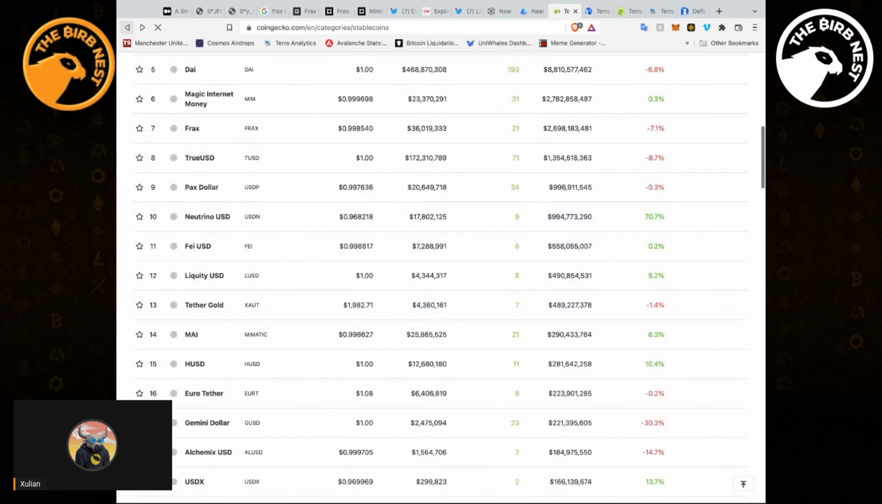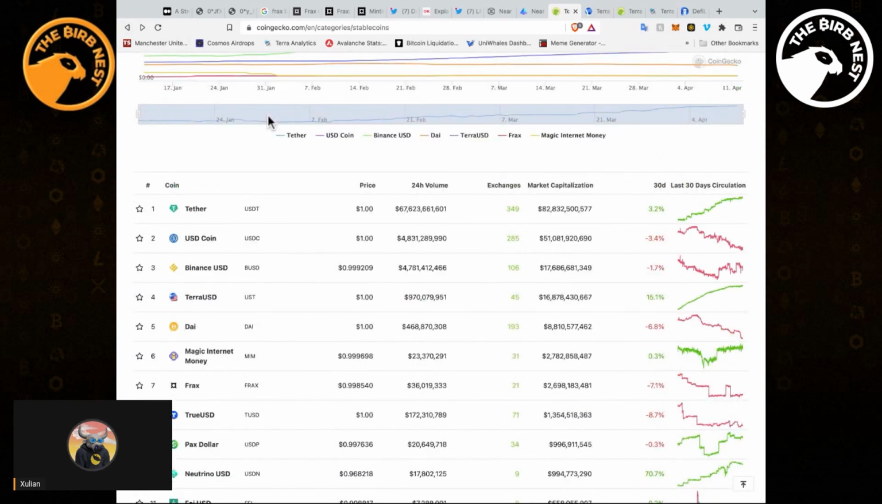I hope that this has been educational for everyone to understand what stablecoins are, how they work, and why you might want to make sure that if you're looking for a safe haven, you look for something that is decentralized and that you can use.